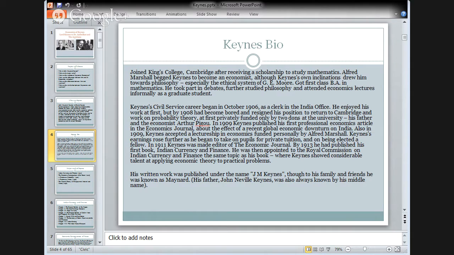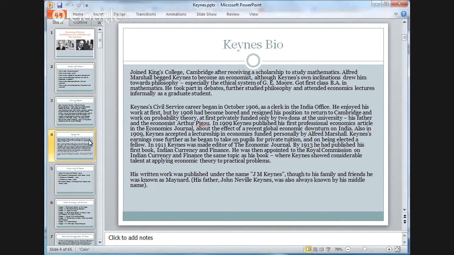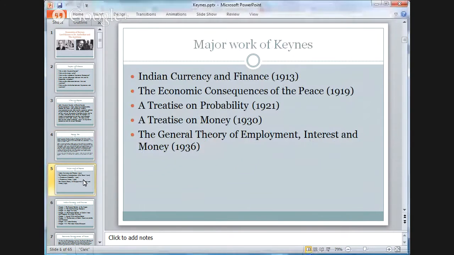That is what Keynes started writing about in his book on Indian currency and finance.